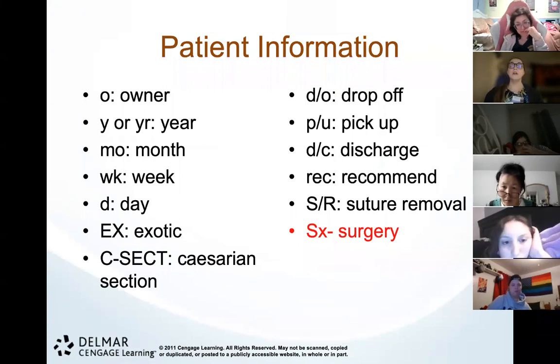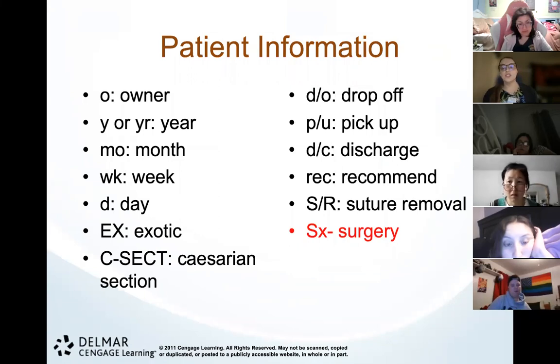Discharge or DC. We will discharge our surgical patients, hospitalized patients, any patients that have a lot of instructions to go home. It's not just a pickup, which is like they're just picking up and paying and leaving, which could be a wellness appointment or something. If they were hospitalized or had a surgery, it's not a pickup, it's a discharge, because a nurse actually has to go with that owner and explain all of the discharge instructions.